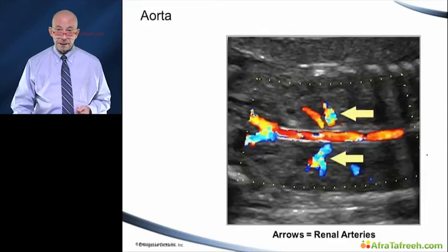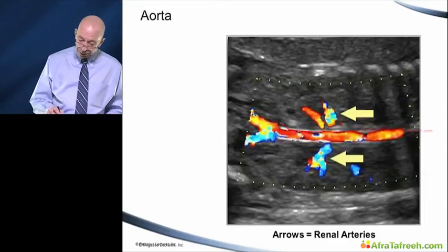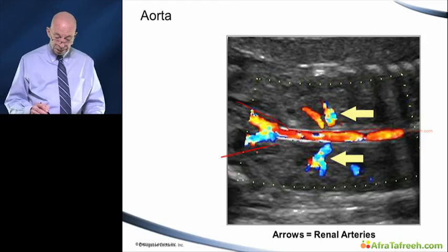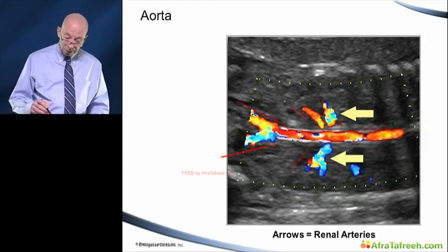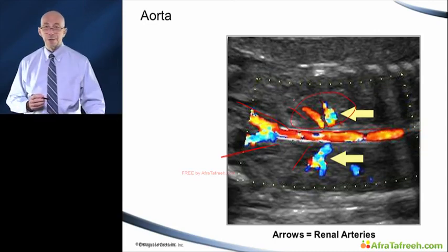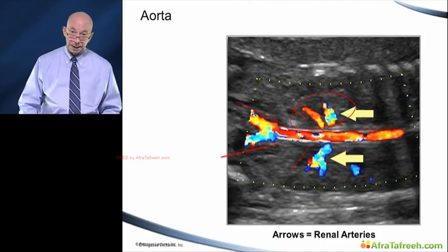hernia. A color Doppler evaluation of the aorta shows the main aorta and its bifurcation into the two iliac branches, and this is a nice demonstration of bilateral renal arteries. Of interest here is a normal duplication of the renal artery on the upper side of the kidney.